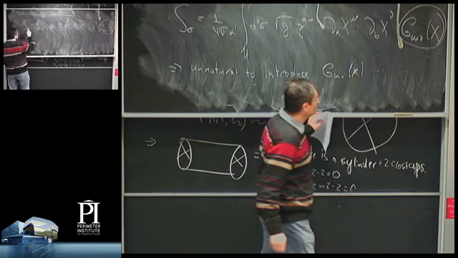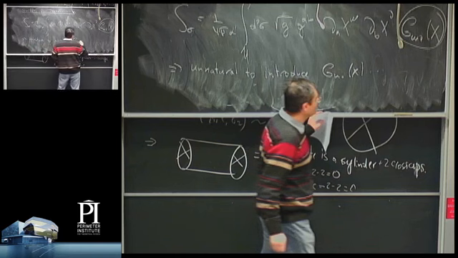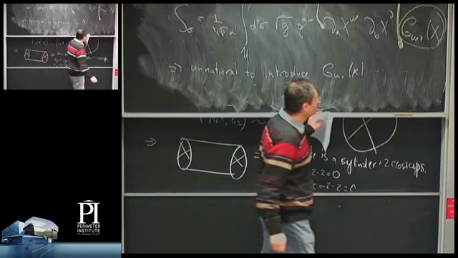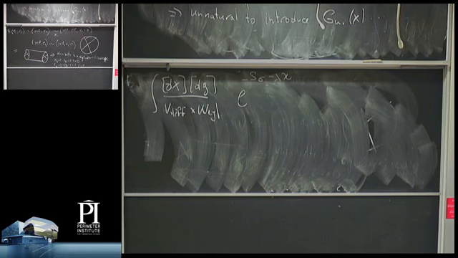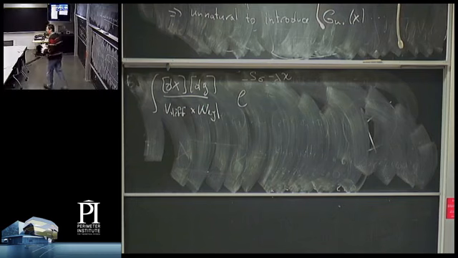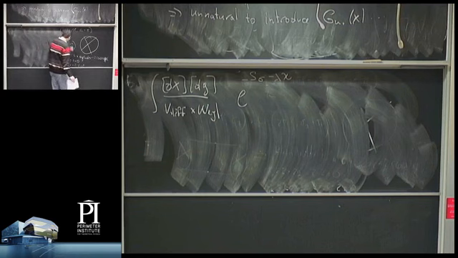So it was natural, now unnatural, to introduce the metric G mu nu of X for the reasons that I just explained. And I told you that now we go back and explain why it is actually natural. That thing is actually something that's already contained in the string theory.